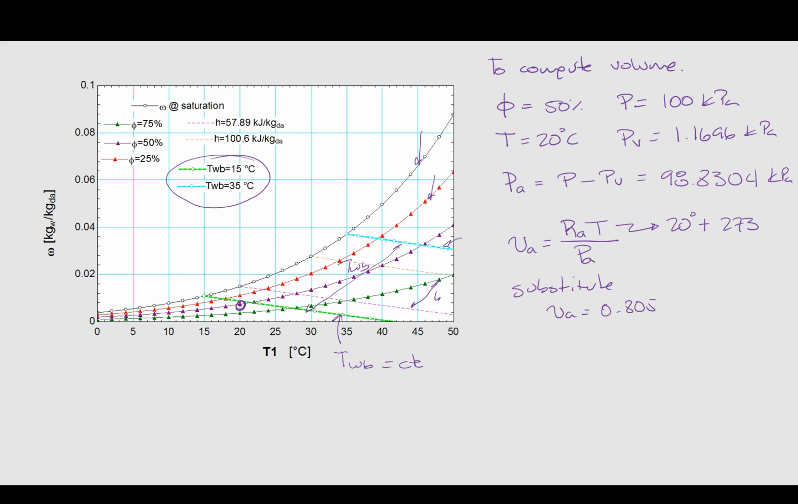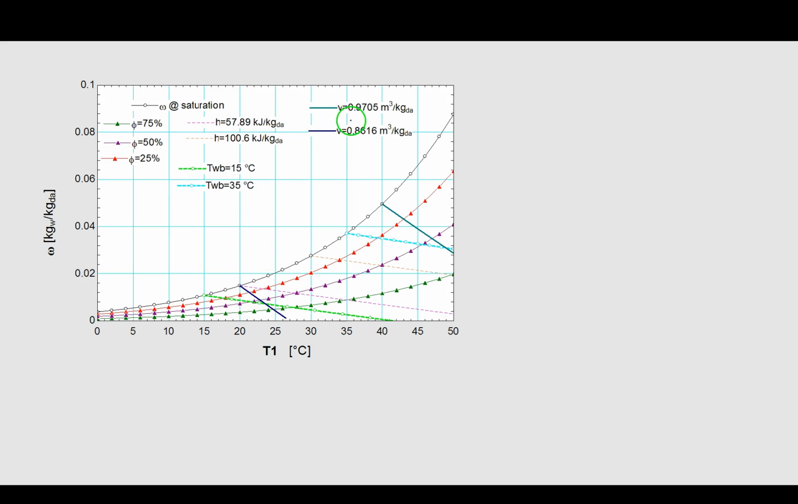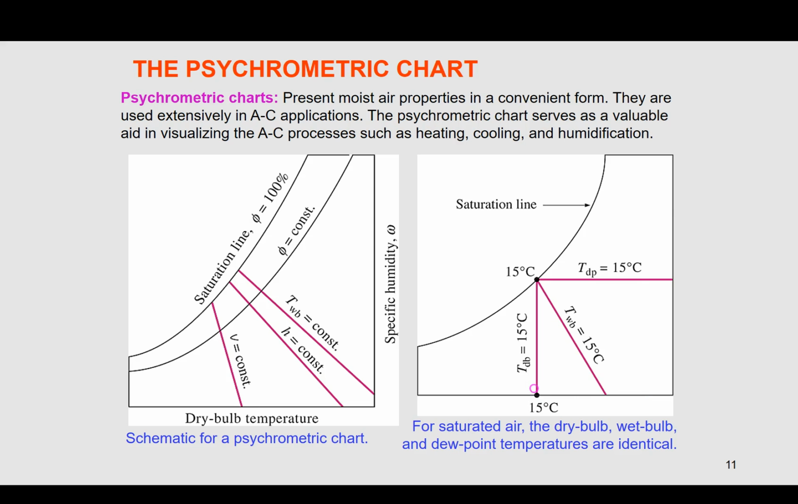So we can do the same several times and get a constant volume line. It will be these two, okay? So now we understand how our psychrometric chart is built. A simplified version that you have in your book. You can see the relative humidity, constant enthalpy, constant wet bulb, and constant volume.